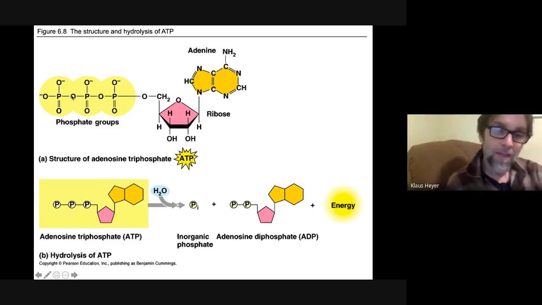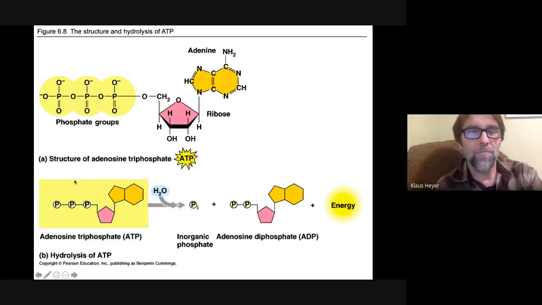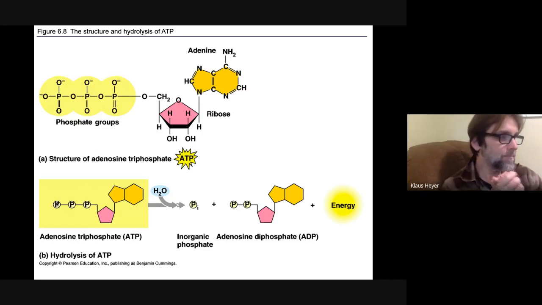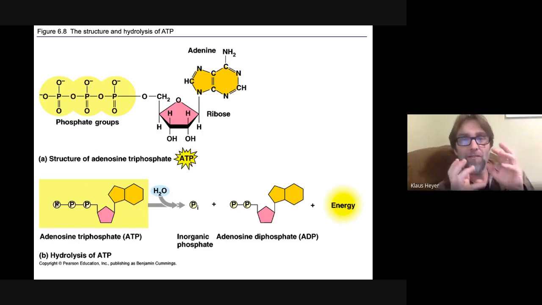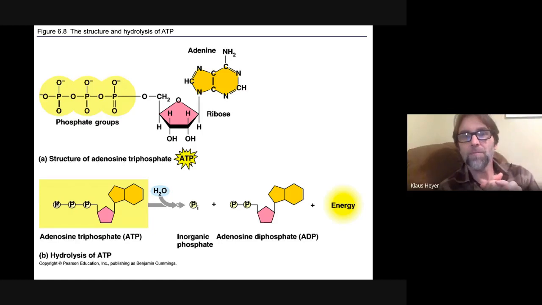And look down here, this is a more simplistic view of the molecule. This is ATP, adenosine triphosphate, three phosphates. This last phosphate is the most unstable. So this first phosphate has no problem being attached to the molecule. This second phosphate sort of doesn't want to be attached, but this third phosphate out here is unstable and it really does not want to be attached. So your body has to use a lot of energy to hold on to it.